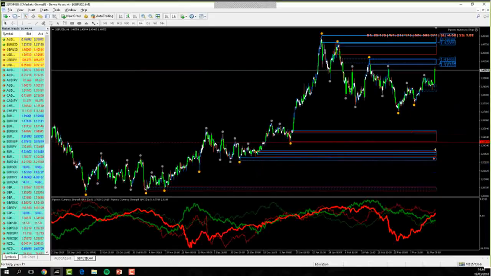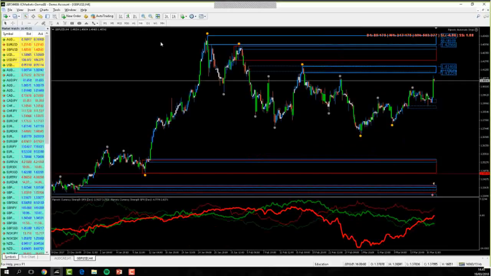Okay. Rain is asking, what are your thoughts about using Ichimoku cloud? I don't use them. Why? Because number one, I don't understand them. And number two, they're simply a secondary representation of price. So the most important thing is price.